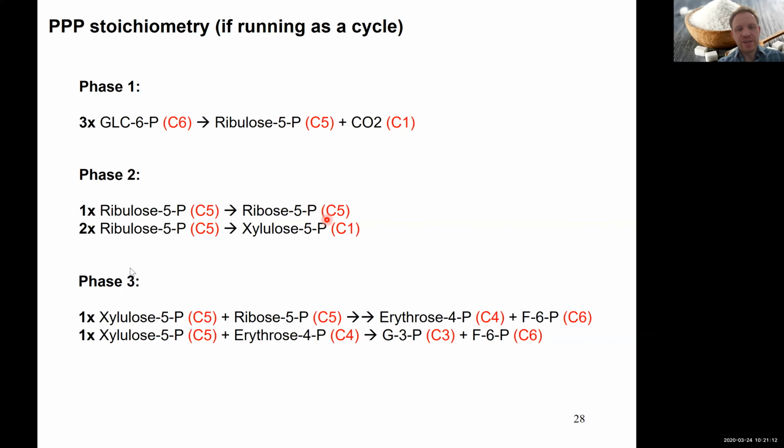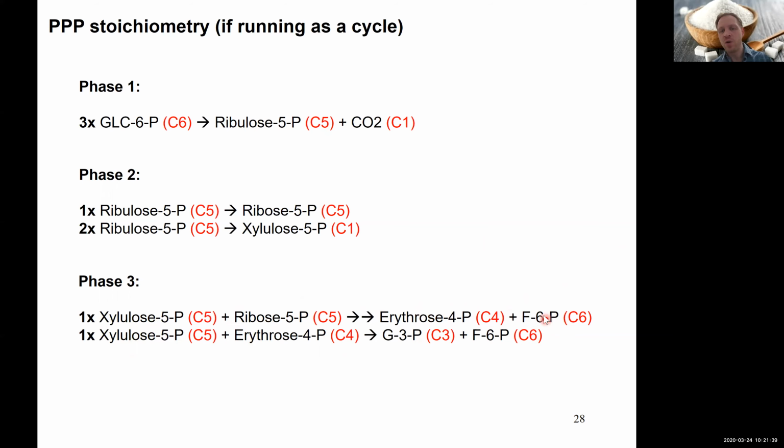Then in our phase 3, we're taking one of our molecules of xylulose and combining it with the ribose to make erythrose, a C4 sugar, and our first 6-carbon intermediate. The other molecule of xylulose we combine with our erythrose, the product from this reaction. And if we're doing this, we're generating a C3 and a C6 sugar.